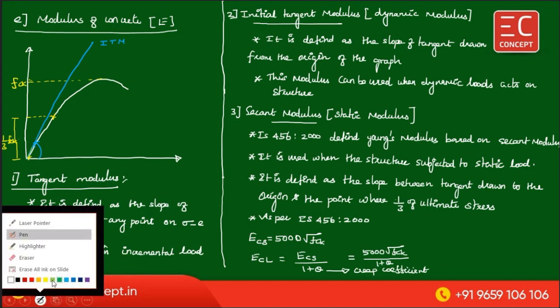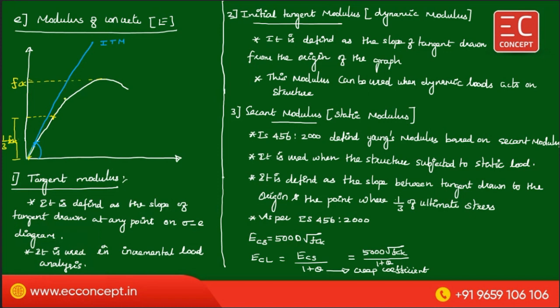So tangent modulus means this will change each and every time depending upon the load increment. Maybe this one, or if the load is increased, maybe this one is the tangent modulus for a particular load increment. So that's the thing. Initial tangent modulus is used for dynamic load, secant modulus is used for static load. Now this is all about the modulus of the concrete, very very important.